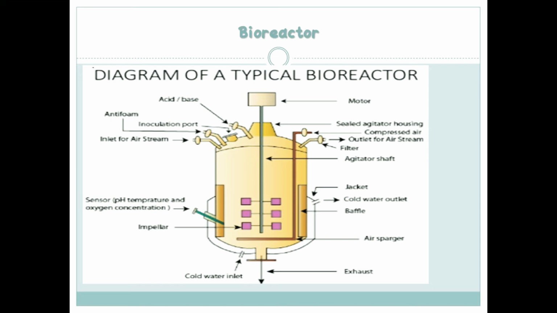Agitator, which is used for mixing the contents of the reactor, keeps the cells in a perfectly homogeneous condition for better transport of nutrients and oxygen to the desired products. Baffle is used to break the vortex formation in the vessel, which is usually highly undesirable as it changes the center of gravity of the system and consumes additional power.